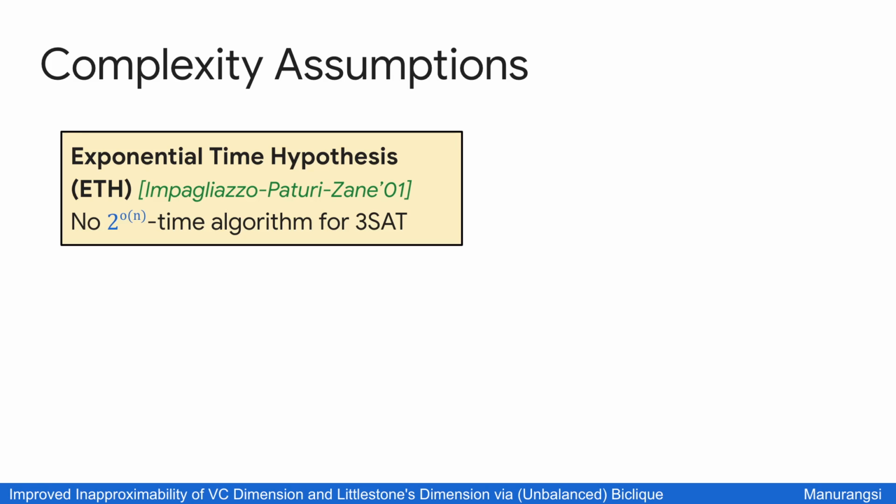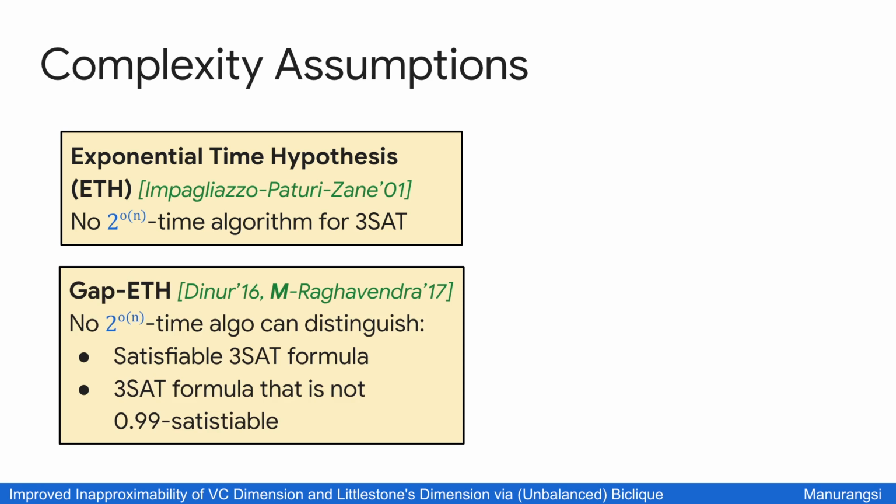One complexity assumption we will be using is the exponential time hypothesis, or ETH, which states that no 2 to the little o of n time algorithm can solve 3-SAT exactly, where n denotes the number of variables. We will also be using a strengthening of this hypothesis called Gap ETH, which says that in the same running time, no algorithm can even distinguish between a satisfiable 3-SAT formula and one that is not 99% satisfiable.